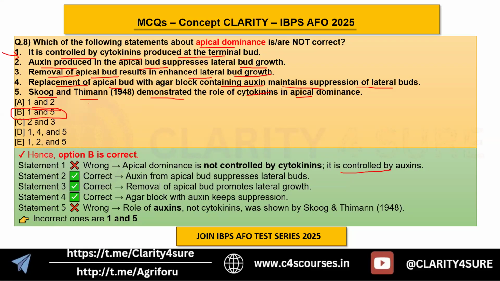And the fifth statement: the role of auxins, not cytokinins, was shown by Skoog and Thimann. Okay, so here we are saying that the cytokinin role was demonstrated by Skoog, but actually they were the ones who demonstrated the role of auxins. Okay, so that is why these two options were incorrect, and the rest of the options are correct.